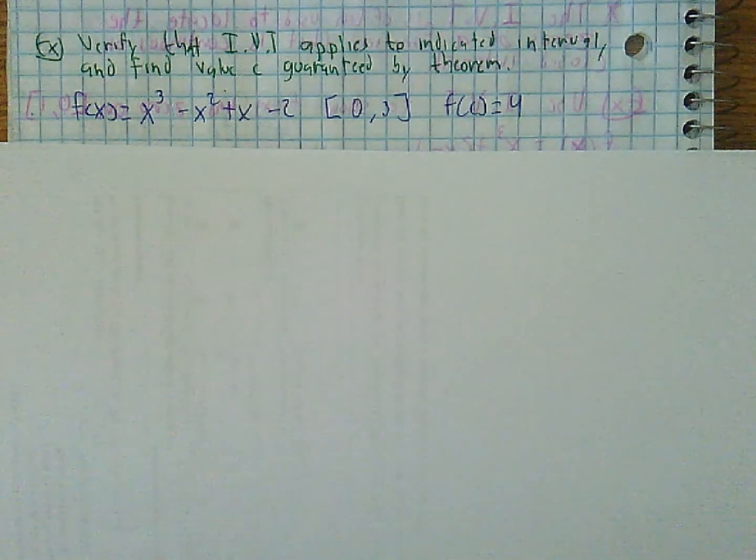All right, here's our next and last example for this video. It says, verify that the intermediate value theorem applies to the indicated interval and find the value c guaranteed by the theorem. Okay, this one has an extra step. So not only does it apply, but this time it says, hey, find what that c value is. Okay, so remember, the intermediate value theorem does not find the value. You have to go out and find it.